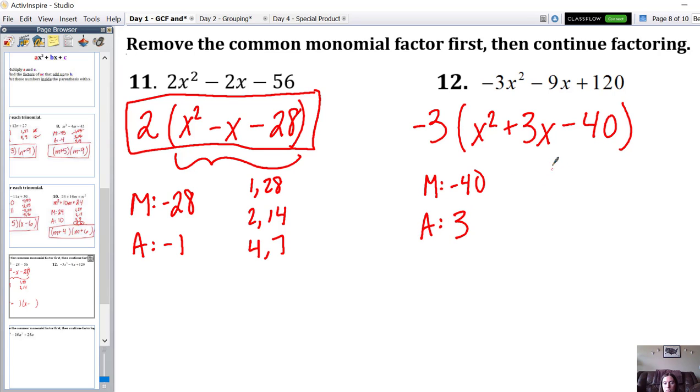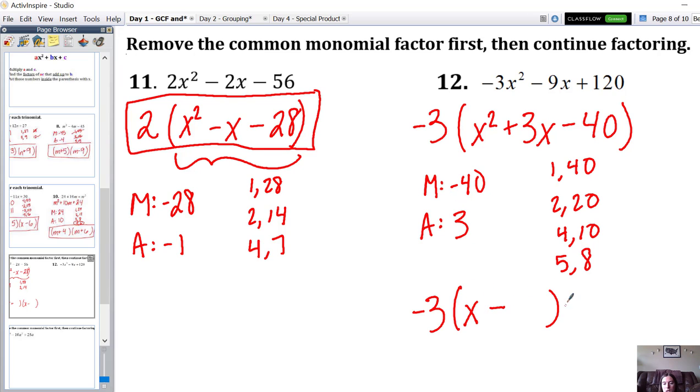My factors of negative 40, or of 40, we've got 1 and 40, 2 and 20, 3 doesn't work, 4 and 10, 5 and 8. Now I need to keep in mind, I've got that negative 3 already. Then we've got x. We need to multiply to a negative number, so I've got x minus something and x plus something.